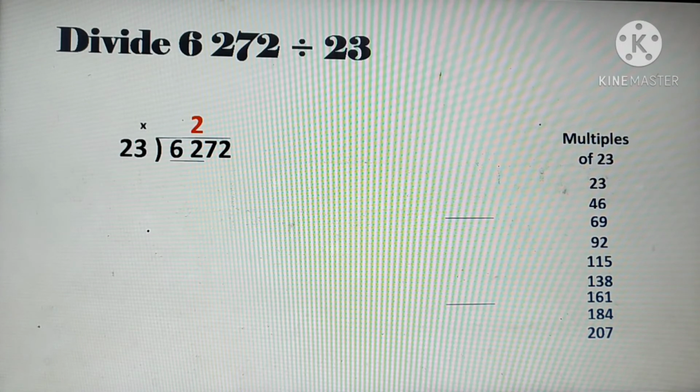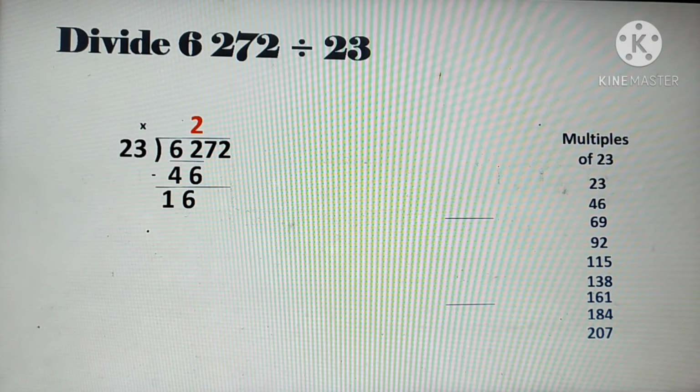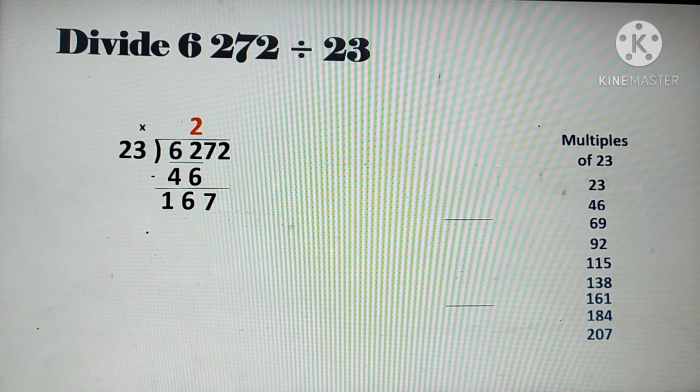And 2 times 23, you just look at your list of multiples. 2 times 23 is 46. And then subtract. 62 minus 46 is 16. And then bring down one digit from our dividend. Bring down 7. Then look at the list of multiples of your divisor. We don't have 167 there, so just look for the number which is lower than 167.